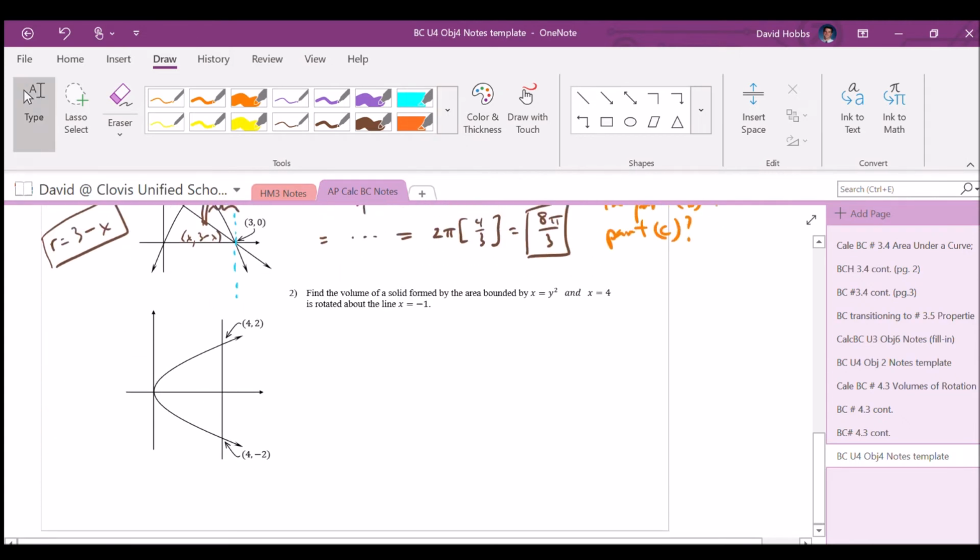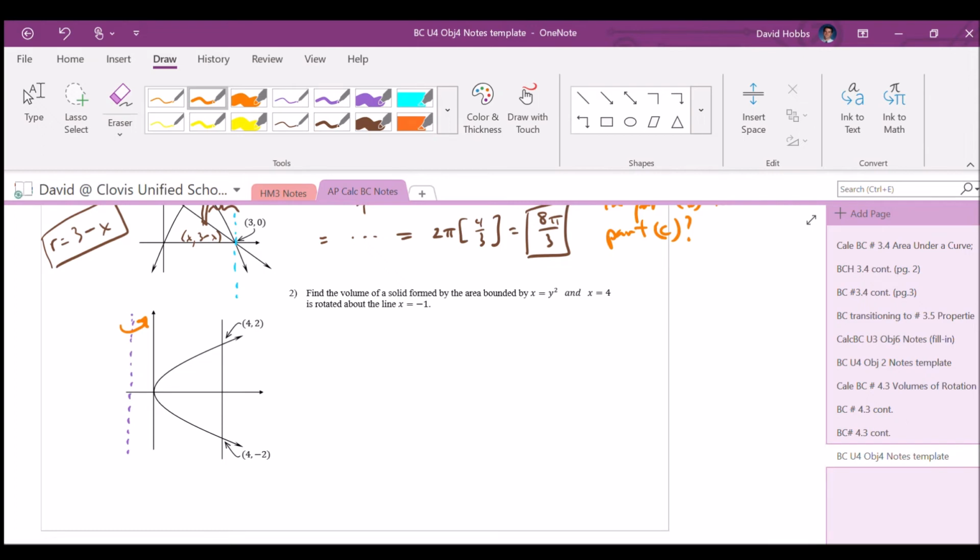Okay, so finally, a different region. This is the last problem here. Find the volume of a solid formed by the area bounded by x equals y squared and x equals 4. Looking at the equations, I'm thinking maybe I want to do horizontal rectangles, but again, let's take a look at the whole thing. It is rotated about the line x equals -1. So first off, again, let's get the line x equals -1 correct. So the line x equals -1. Okay, and we're going about that line x equals -1.